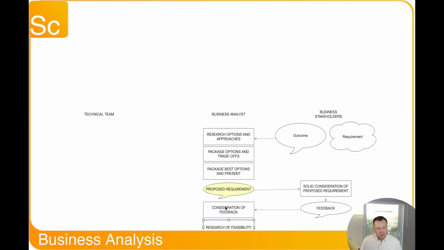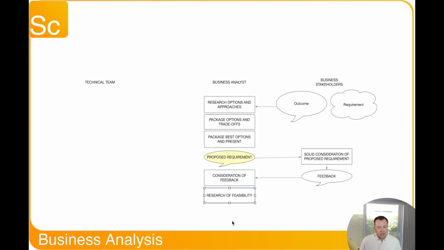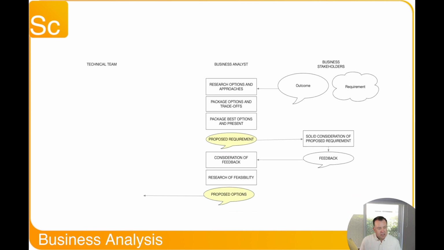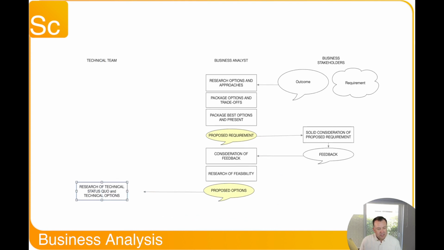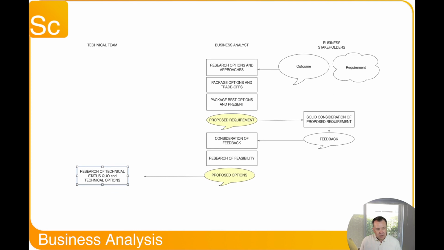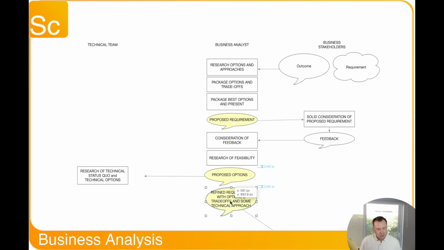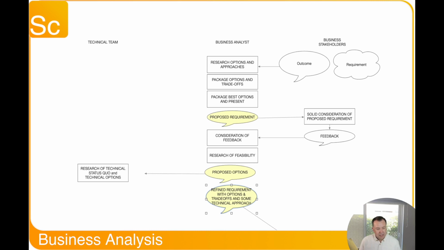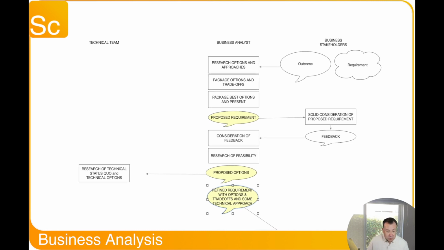and once the business has given their feedback on this proposed requirement, the business analyst needs to do some research on feasibility. So within the environment of this particular business, and based on the technology that this business currently has employed, is that even feasible? These proposed options then need to be presented to the technical team, who can assist the business analyst to research the technical status quo, the technical options, and then they can refine that requirement based on that feedback from the technical team as well.